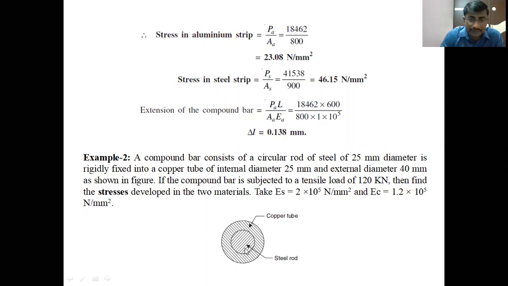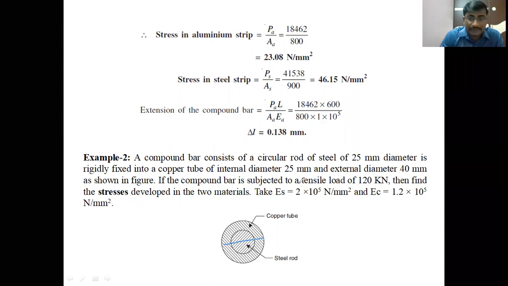The rod is steel material having 25 mm diameter, rigidly fixed into the copper tube of internal diameter 25 mm. The rod diameter is equal to the internal diameter of the copper tube, then only they are fixed rigidly. And the external diameter is 40 mm. That is the external diameter of the copper tube, from this place to this place, 40 mm as shown in the figure.